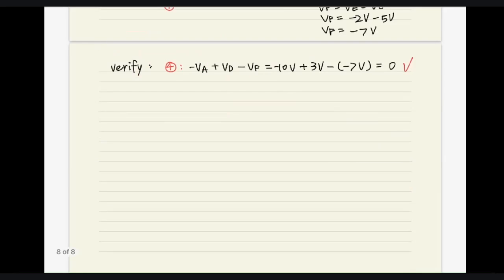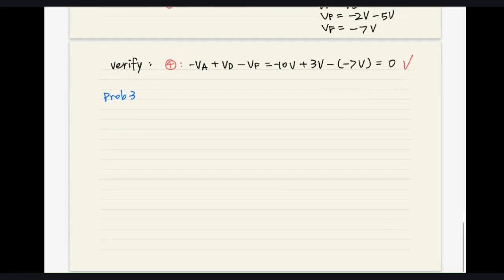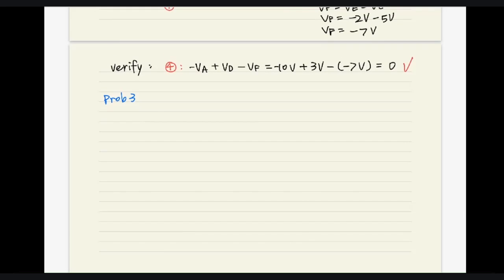Great. Now let's take a look at problem 3. By the way, congratulations that you have solved the two important problems in this chapter. And then problem 3 is about the equivalent resistance. We learned two relationships of the resistances. The first one is in series, the second is in parallel.